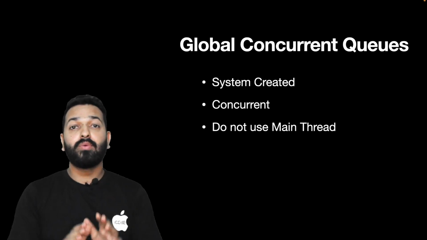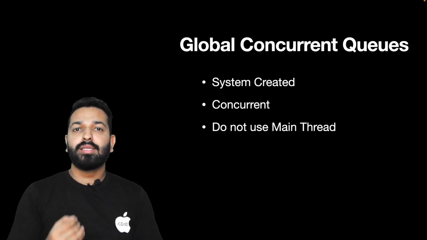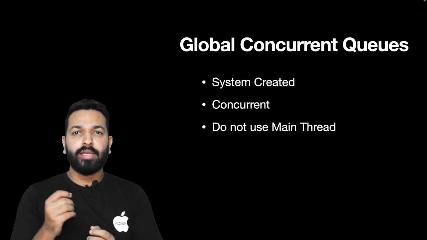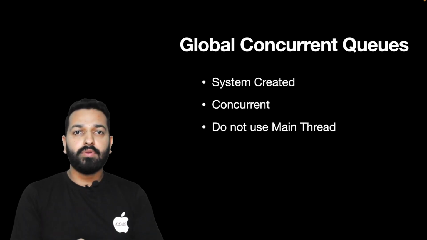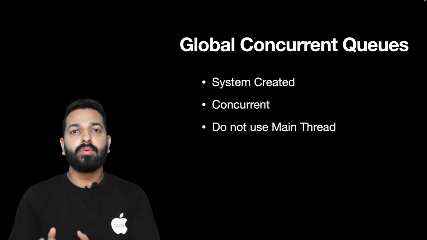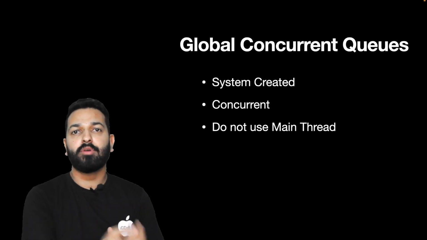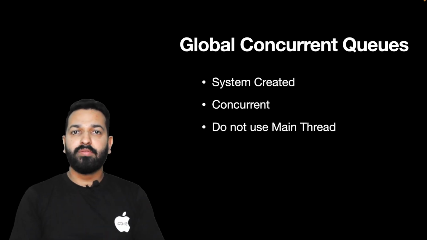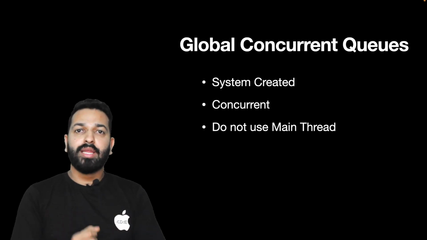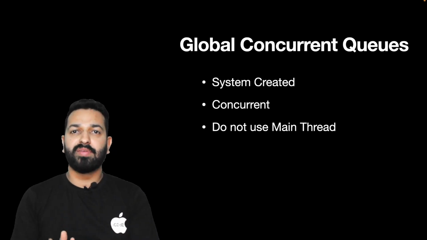And the third point is that they do not use main thread. There's a very important concept which creates confusion: can global concurrent queues use main thread in any of the possible ways? And one of the possible ways which creates a misconception is the user interactive quality of services.